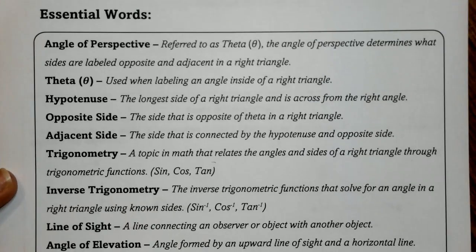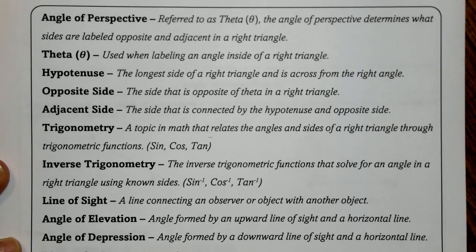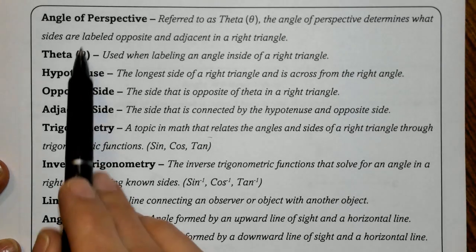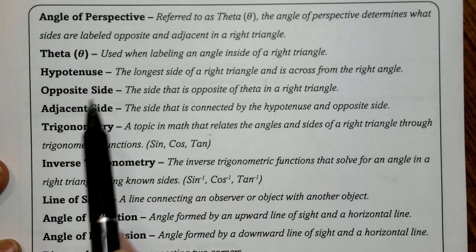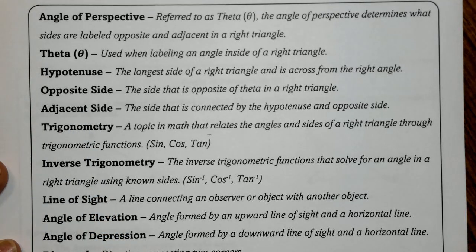These essential words are extremely important so you understand what we're talking about, as well as at our school with our quizzes and our tests, you're going to have vocabulary. Angle of perspective, very important. Theta, very important. They're all important. You're going to have to be able to identify the hypotenuse, opposite, and adjacent sides of these triangles.